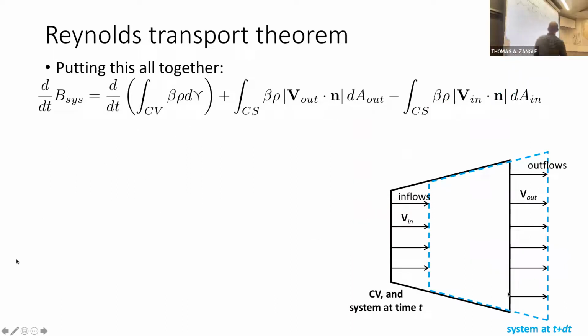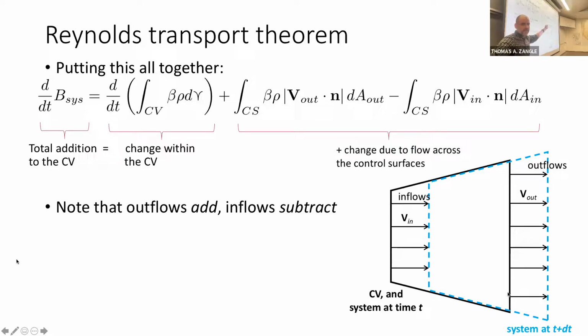Okay, so now we put this all together. We're going to say that the rate of change of B within our fluid is the rate of change within our control volume, plus the stuff coming out, minus the stuff coming in. Now, I have outflows adding and inflows subtracting in this form of the expression. That's a little bit confusing. It's one of those sign conventions that I want to draw your attention to.